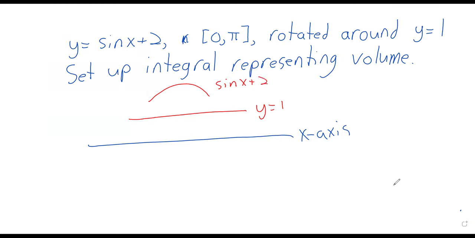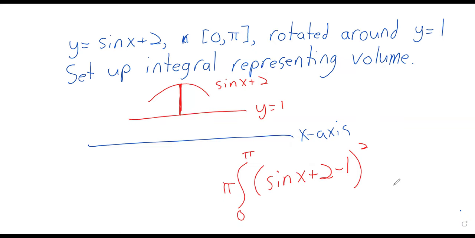The radius is the distance between the curve and the line, and you find distances using subtraction. You subtract the smaller thing from the bigger thing. It's the radius squared. It's then got a pi, and it's going from 0 to pi.